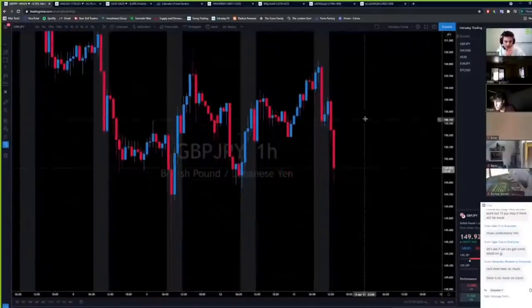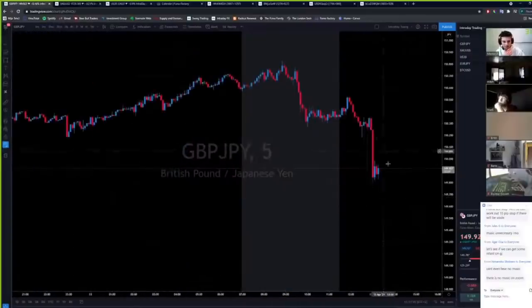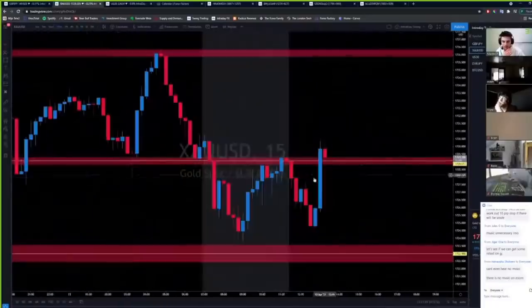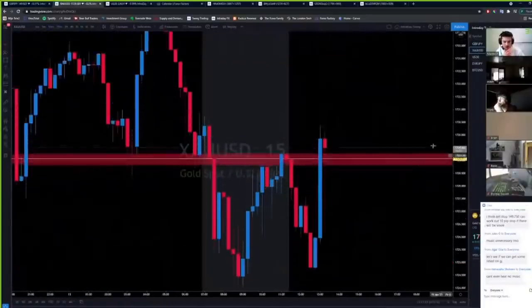Yeah, we're currently at a very strong support here on pound yen. We need to see some kind of pullback to retest the low. Gold, 15-minute closed above on gold.